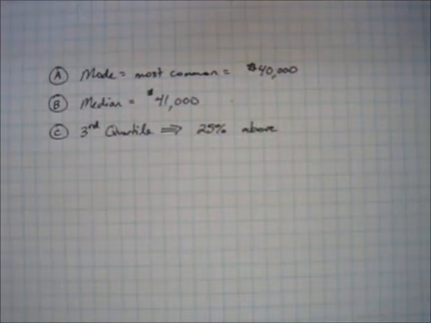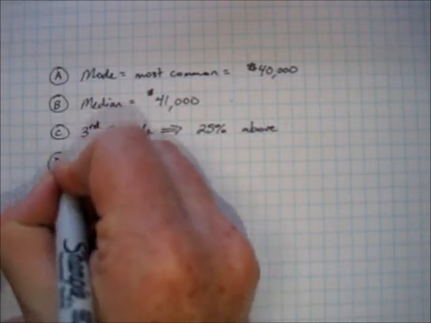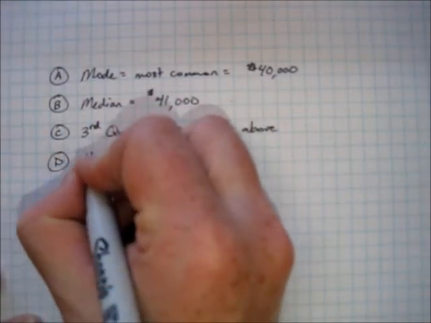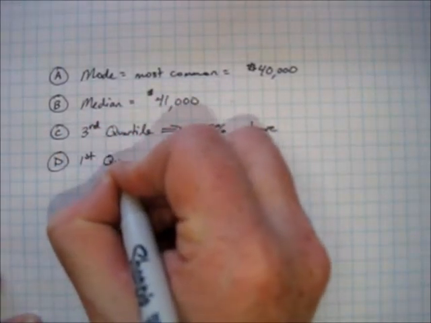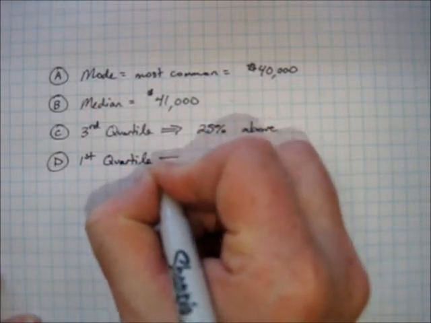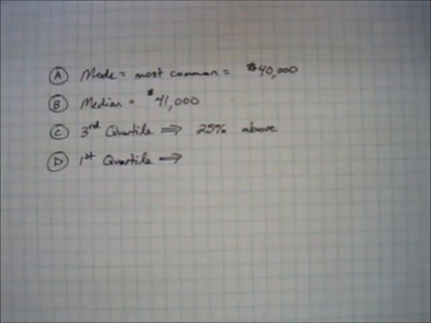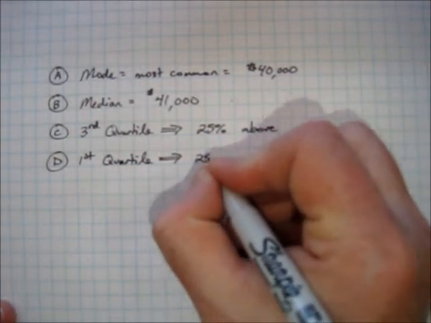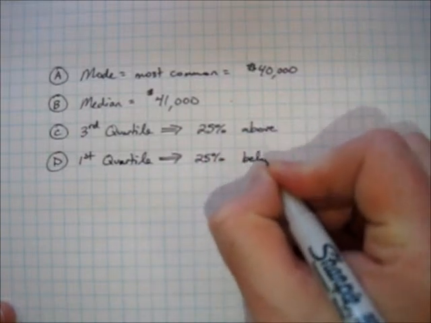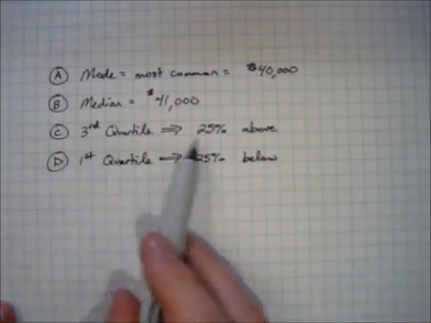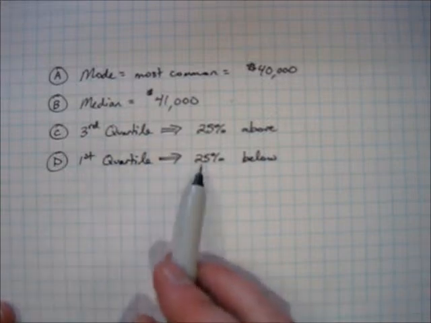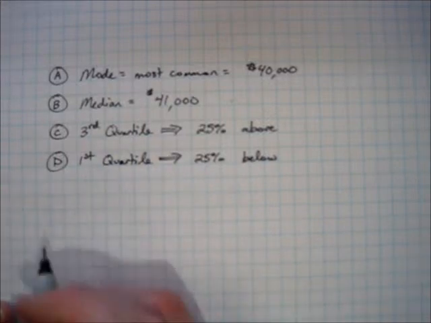Question D says, about what percent of employees' salaries were less than $34,500? Well, $34,500 was the first quartile value, and that means that there will be 25% below that. Just as if there was 25% above the third quartile, there's going to be 25% below the first quartile.